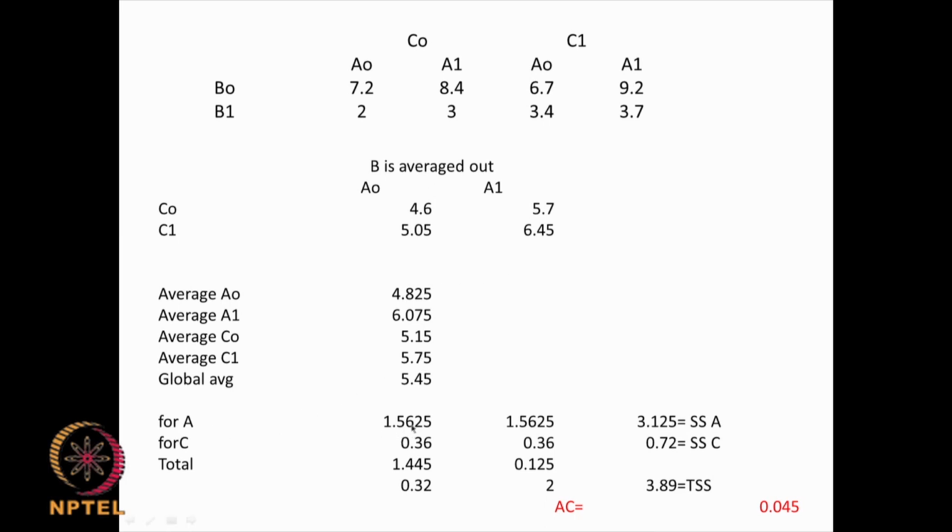But how do you get this particular term? We take 4.825 minus 5.45 squared, multiplied by 4. How do you get this term? 6.075 minus 5.45 squared, into 4. How do you get this term? 5.15 minus 5.45 squared, multiplied by 4. How do you get this term? 5.75 minus 5.45 squared, multiplied by 4. So, the sum of squares for A is 3.125, sum of squares for C is 0.72.